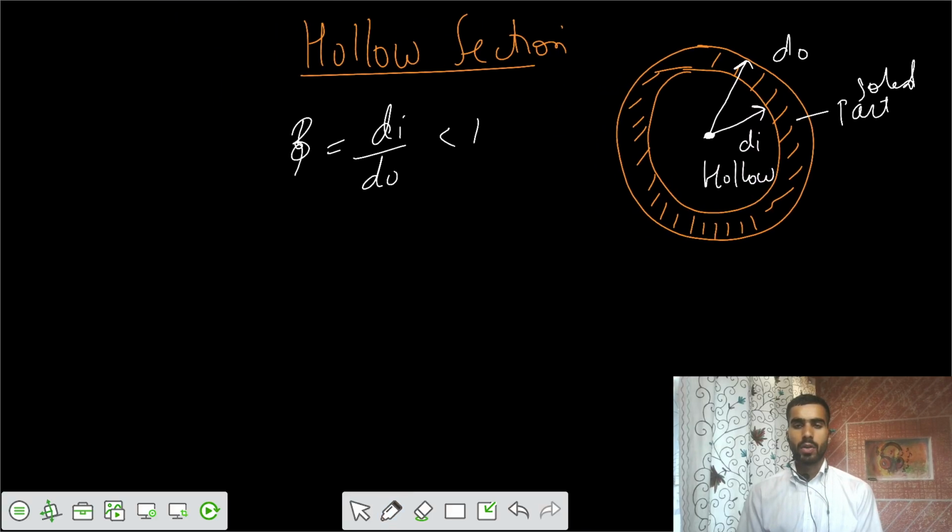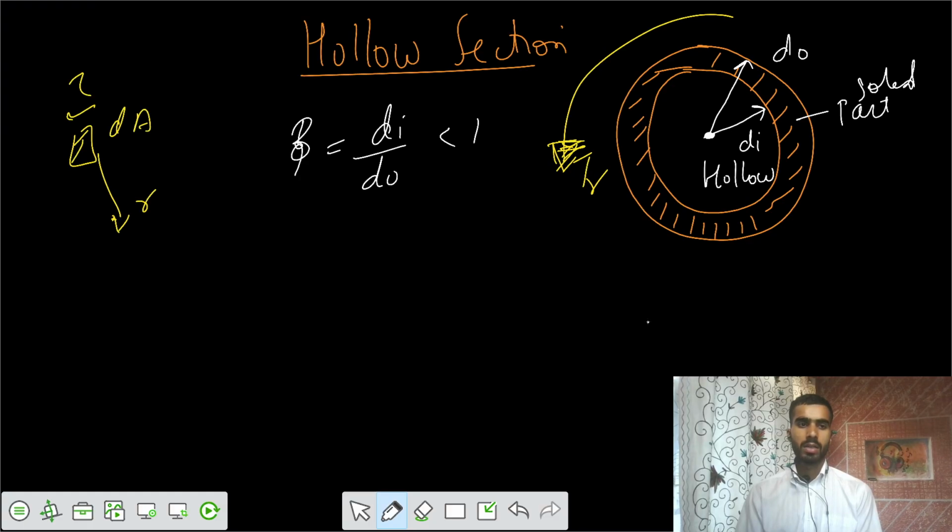Now you are applying a torque. Let's say you applied a torque T. There should be some resisting torque. That resisting torque is contributed by a small dA and tau into R. So if I write that equation, it would be T by J equals tau by R equals tau max by R, that is tau by J.